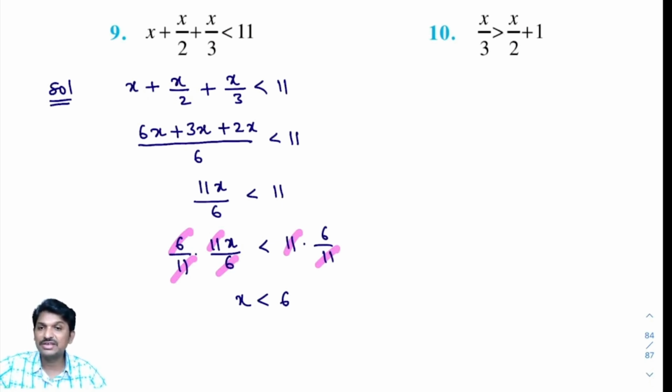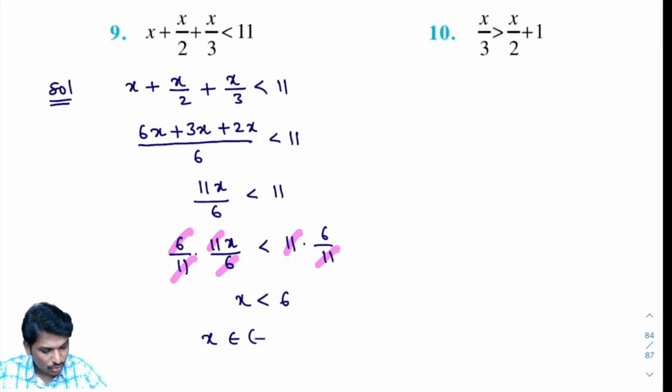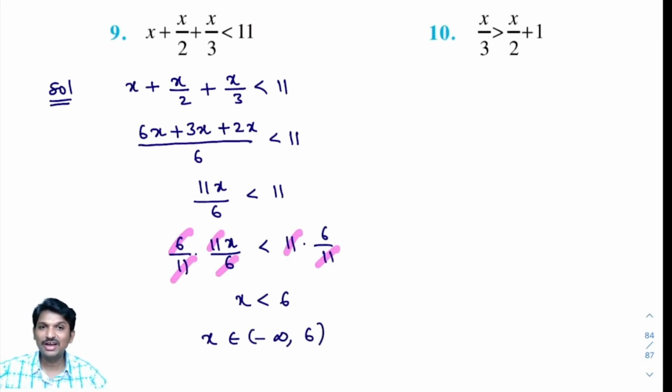On the left hand side of 6, all numbers are less than 6. On the right hand side of 6, all numbers are greater than 6. There is no need to write the number line every time; here I can write the answer directly. x belongs to the open interval minus infinity to 6. I hope you are all understanding.